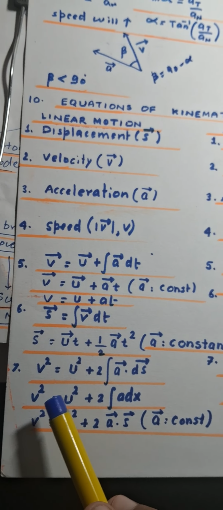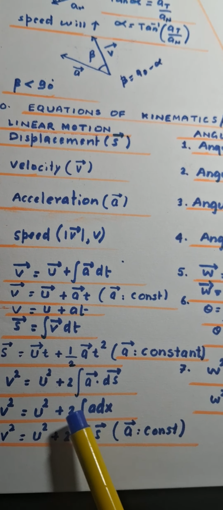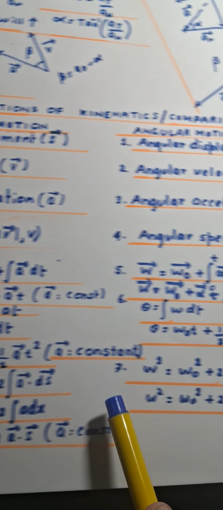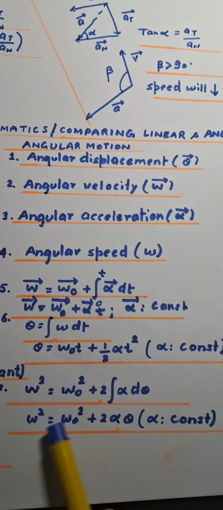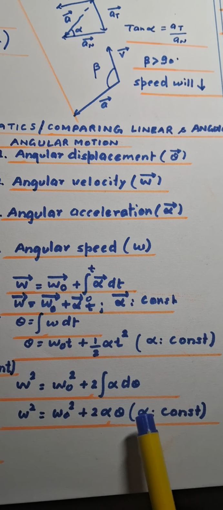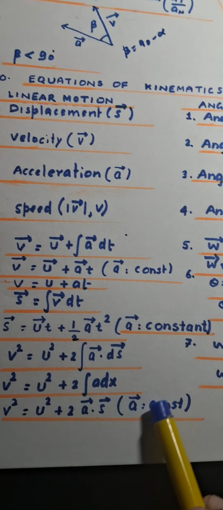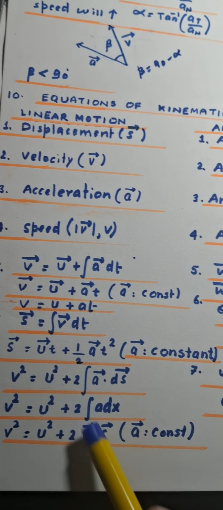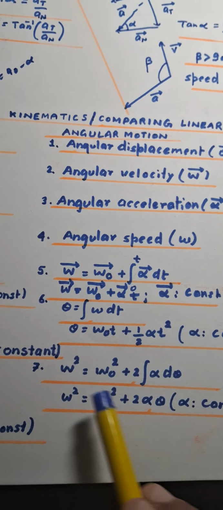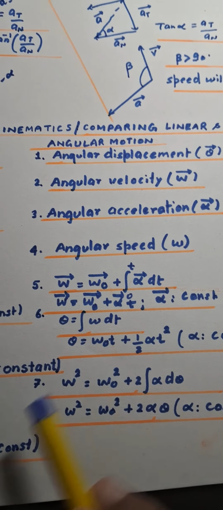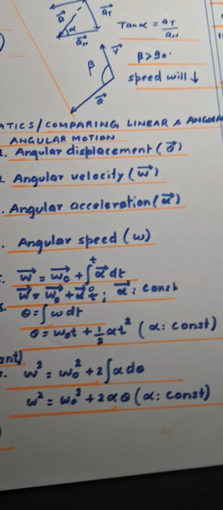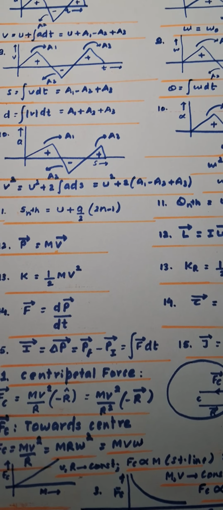Here the equation is v square is u square plus twice integration a dx in coordinate form, and here it is omega square is omega naught square plus 2 alpha theta if alpha is constant. So it corresponds to the third equation. I have omitted the second equation over here because I have not taken vector, and just the coordinate form is sufficient. Now let's see some graphical comparison.